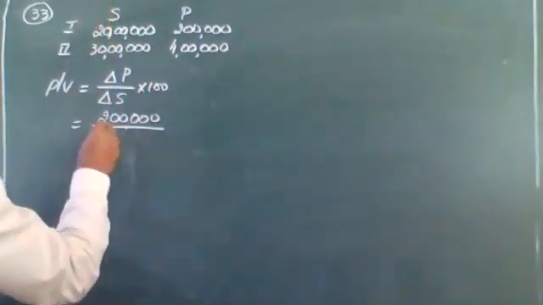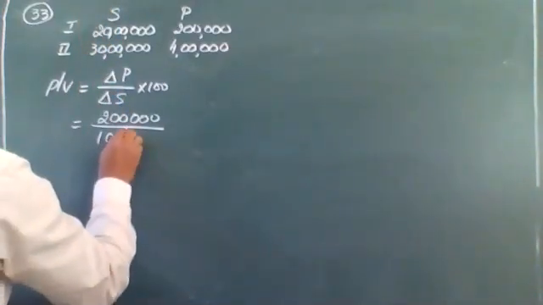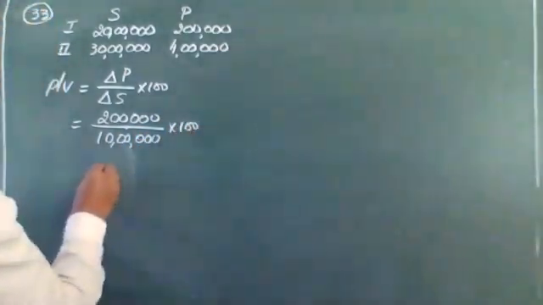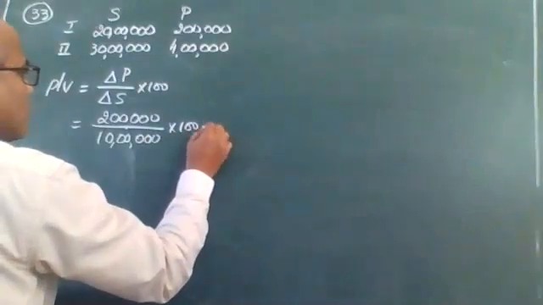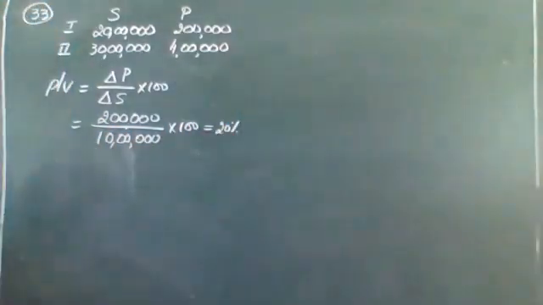And for sales, it is 30 lakhs minus 20 lakhs. It is 10 lakhs. Expressed as a percentage, this should be equal to 20%. I get the PV ratio.